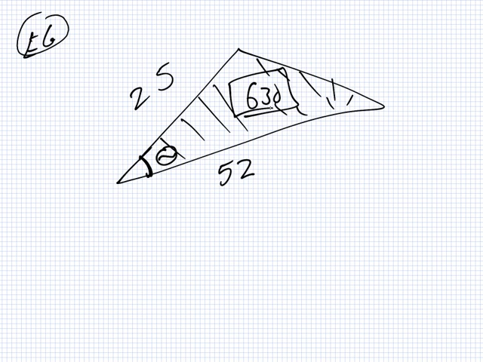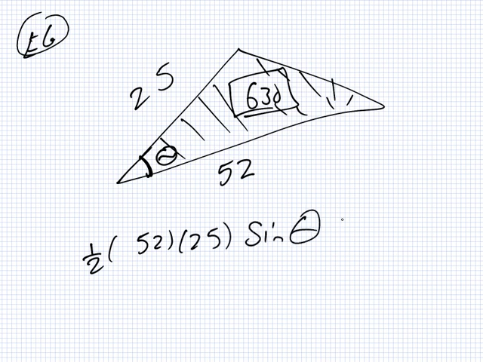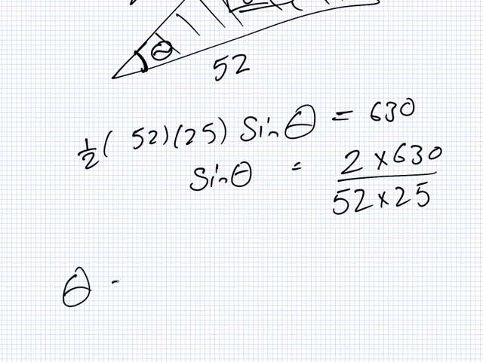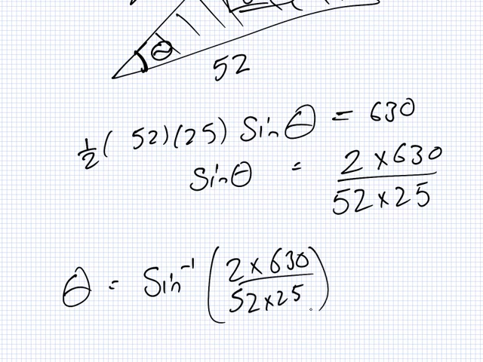Okay, do we have this one? You have it, yeah. So we know that the area is a half times 52 times 25 times sine theta equals 630. So that means sine theta equals 2 times 630 over 52 times 25. So theta is sine inverse of 2 times 630 over 52 times 25. What's that now? 75 points.